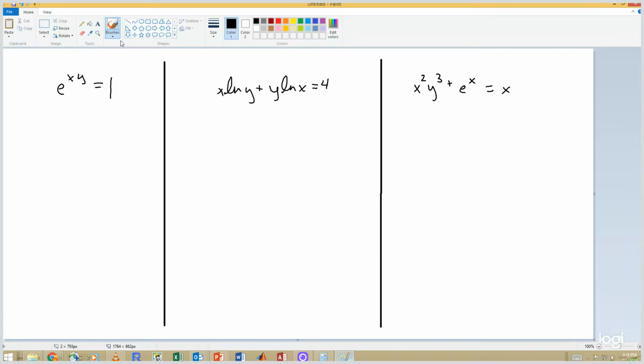So the first function, we look here, we've got e to the power xy. So the derivative of that is e to the xy times the derivative of the inside function, or the derivative of xy. xy is a product, so we're going to do the derivative of x, so that's 1 times y, plus the first function x times the derivative of the second function y prime equals 0.